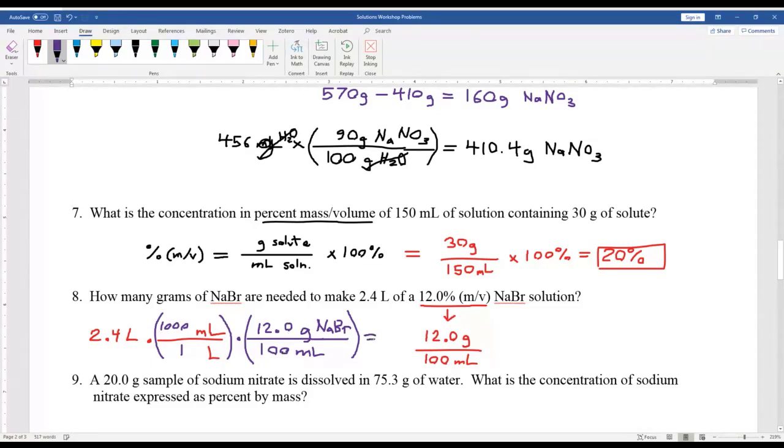So then I multiply everything on top, divide by everything on bottom, and if I do, I should get what? 288, very good. So this will give me 288 grams of NaBr. Yay, cool.